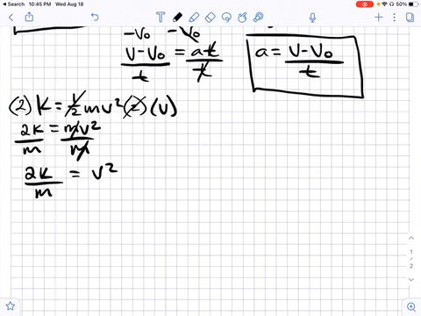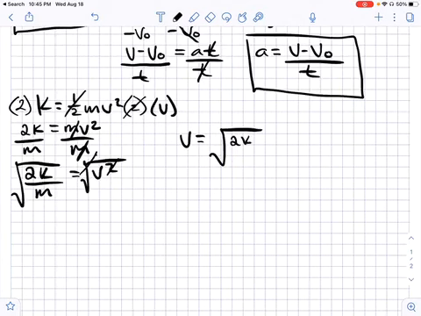So now we're on that exponent. It's being squared, so the opposite of that is to take the square root. But we have to do that to both sides. We can cross out the squared and the square root. And finally, we can rewrite our equation. It's going to be v is equal to the square root of 2k all over m. And all of that is underneath the square root.